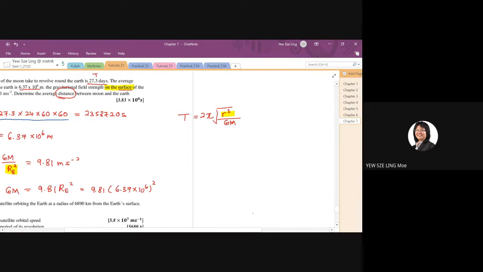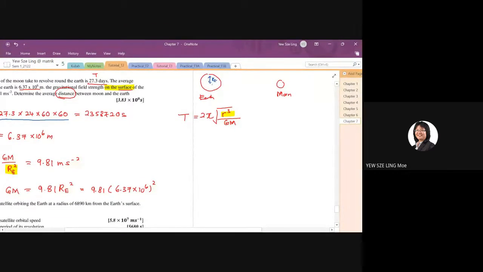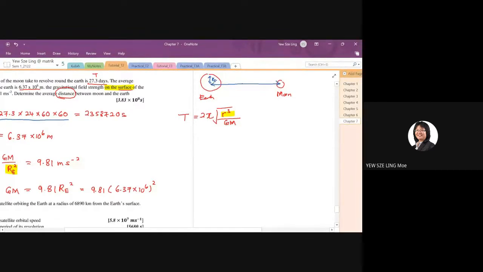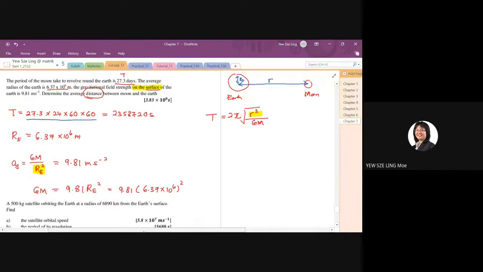So now you have a case where this is the Earth and this is the moon. RE is just here. But what we want to calculate is from here until here. This is our small letter r. So you have to be careful with all these quantities, all these variables. Capital letter R, we have the value. Small letter r, we don't have. And now we want to calculate the distance between the Earth and the moon.